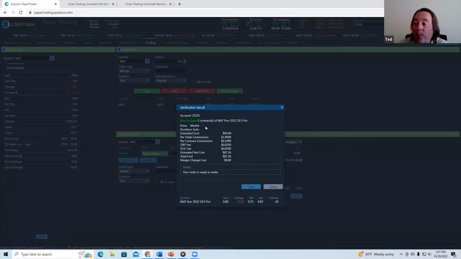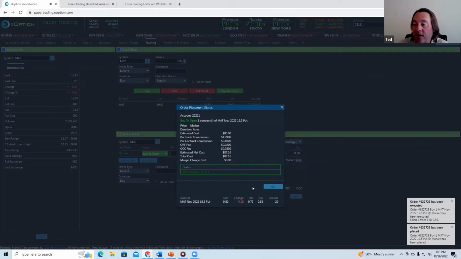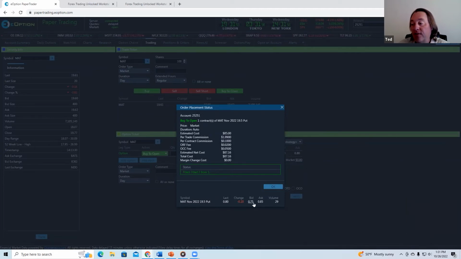All right, buy to open one contract of Mattel November 2022 19.50 put. We have an estimated cost of $85. That's next to nothing. Then we have the industry fees that you have to pay no matter what. Net cost, put the trade on, and shabam, we get filled at the price of 80.